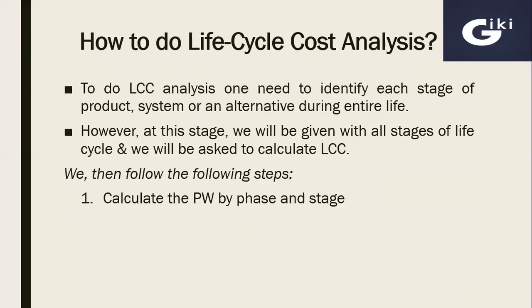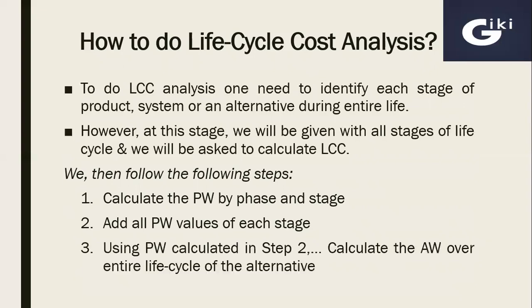We then follow the following steps. First of all, we'll calculate the present worth by phase and stage. Then we'll add all present worth values of each stage. Then using the present worth calculated in step 2, we'll calculate the annual worth over the entire life cycle of the alternative. So keep in mind, first we have to calculate present worth by phase and stage. Then we have to add all present worth values of each stage, and then we have to convert these present worth values into an annual worth value over the entire life cycle of the alternative.